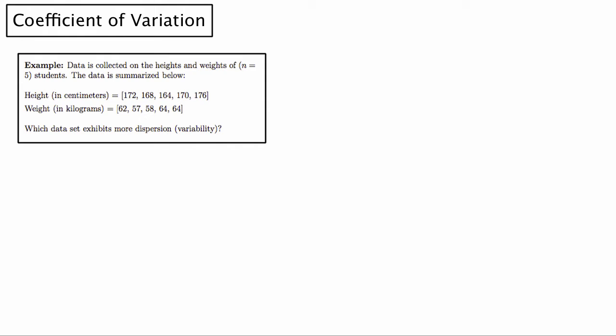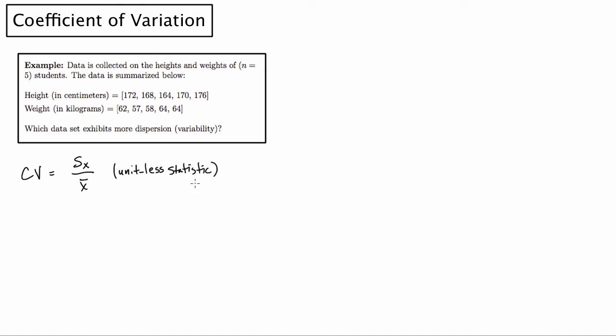Let me remind you of what the coefficient of variation is. We typically define coefficient of variation as the quantity CV, where CV is defined to be the standard deviation of the data set divided by the mean of the data set. And if standard deviation and mean are both in the same units, you see that those units cancel. So this is a unitless statistic, which makes it incredibly valuable.